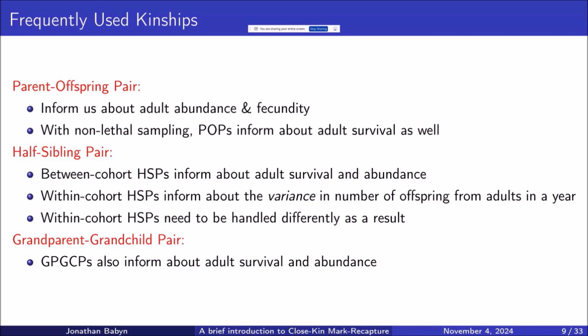And so you have to treat those within-cohort sibling pairs differently. You either need to remove them if you can, or you need to do something that will handle it being related to the variance as opposed to the other terms. And then grandparent-grandchild pairs also just inform about survival and abundance.